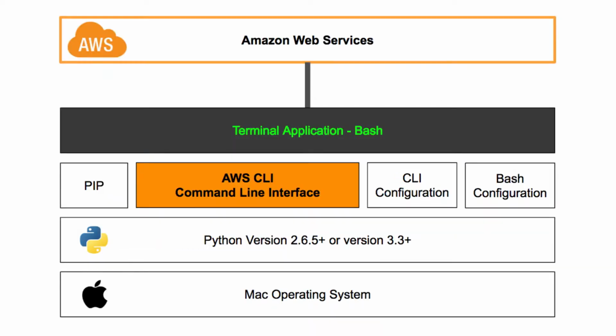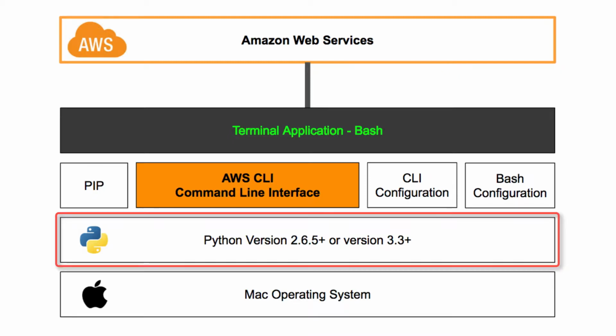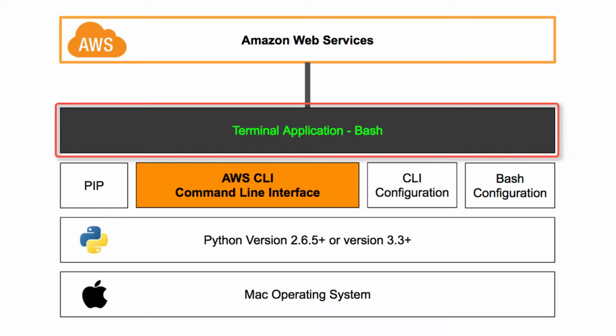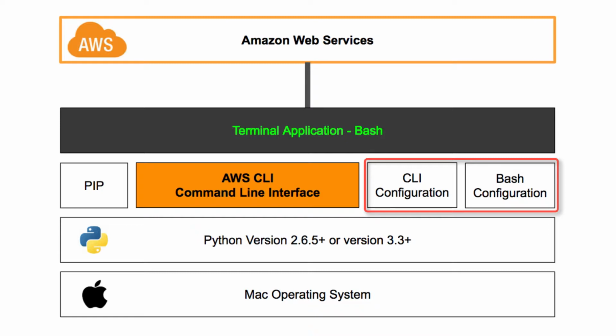When it comes to installing AWS CLI, there are several components. At a high level, AWS CLI is a Python-based application that securely communicates with resources in your AWS account. Pip is package installation software used to install AWS CLI. The terminal application, which is already installed in your Mac OS, is the primary interface for you to issue AWS commands. There are several configuration files involved, namely the CLI and the bash, to set values so that CLI will work properly.